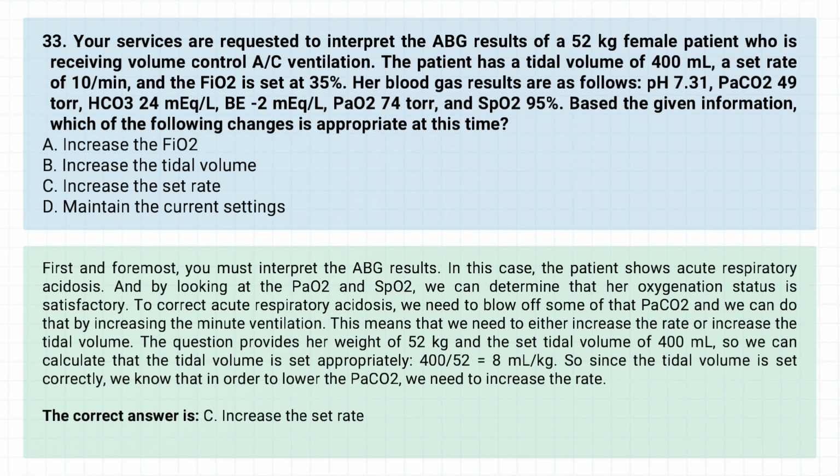The question provides her weight of 52 kilograms and the set tidal volume of 400 milliliters, so we can calculate that the tidal volume is set appropriately. You can do this calculation by saying 400 divided by 52, which approximately equals 8 milliliters per kilogram of body weight. This is within the satisfactory range. Since the tidal volume is set correctly, we know that in order to lower the PaCO₂, we need to increase the rate. So the correct answer has to be C, increase the set rate.